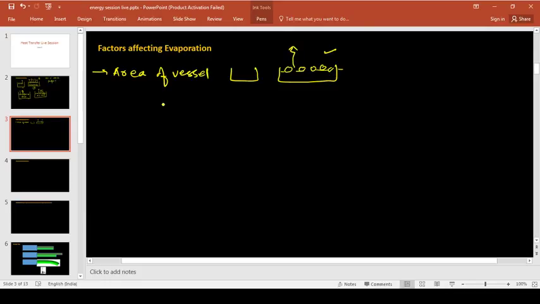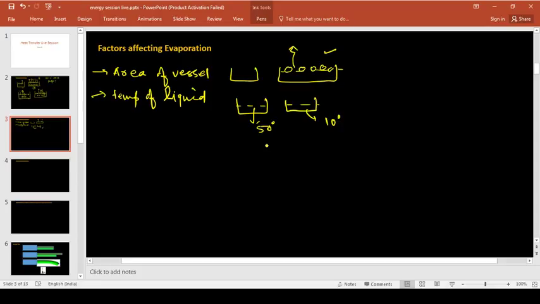Second thing, the temperature of the body, or the temperature of the liquid itself. So if you have two identical containers with an identical amount of water in both, but this water is at 50 degrees and this water is at 10 degrees. That means here the molecules are already highly energetic at the top. So they have more chances of leaving into the atmosphere compared to this one.